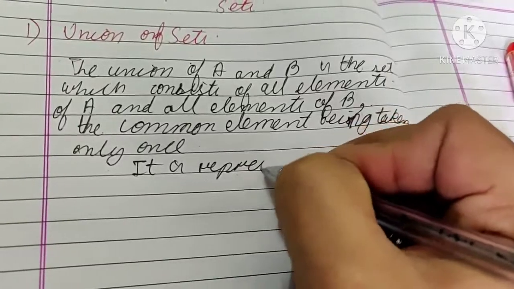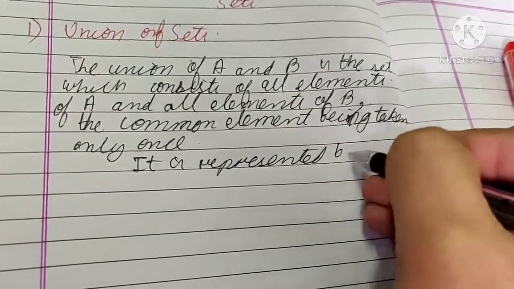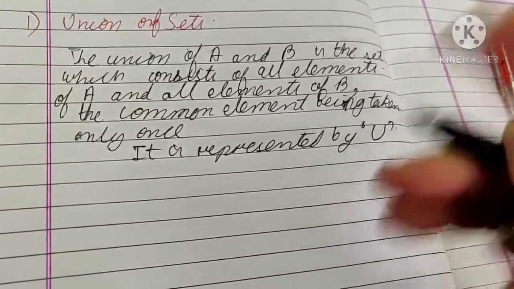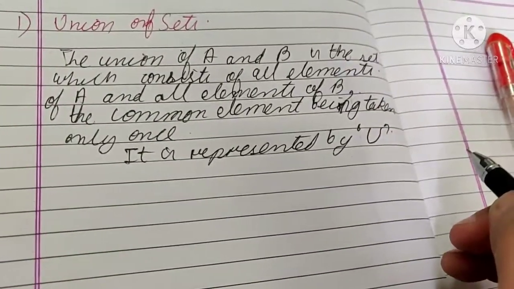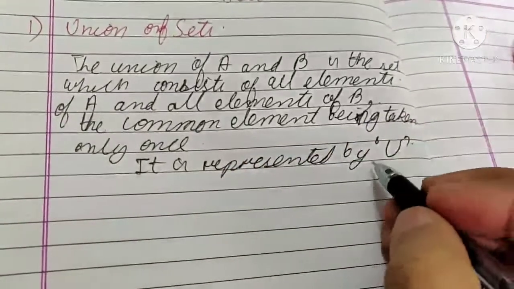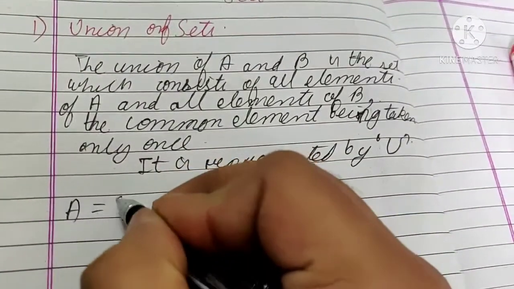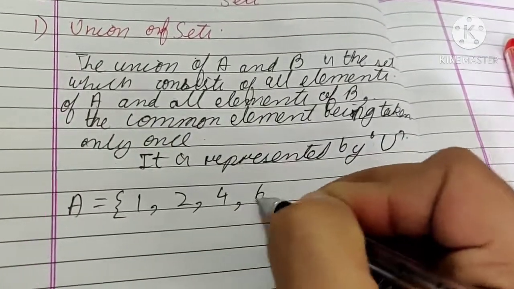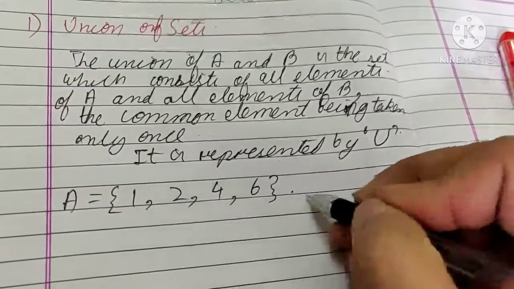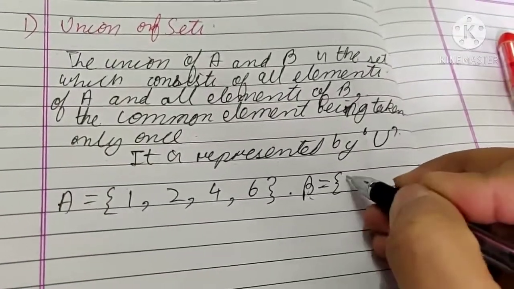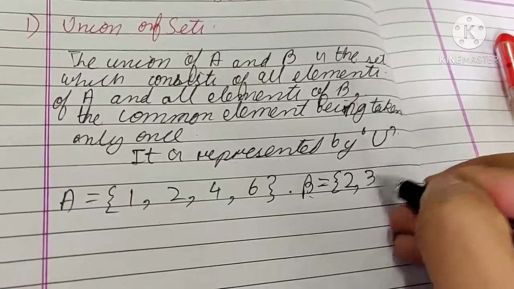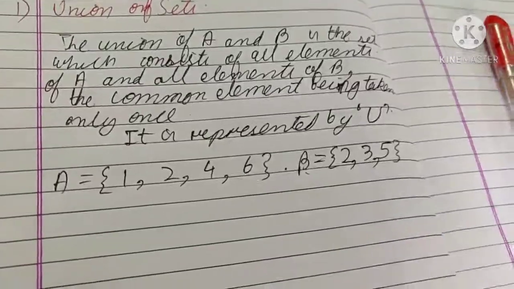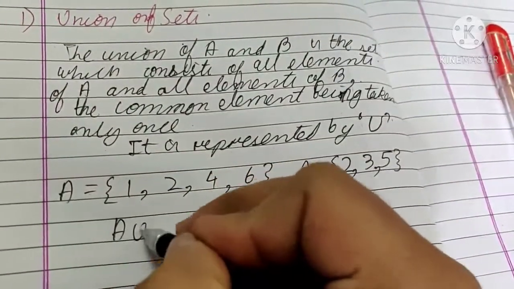Means if we are given two sets, and it is represented by this symbol. Means if we take two sets, like set A here is 1, 2, 4, 6 and set B is 2, 3, 5. Okay, and we have to write A union B.